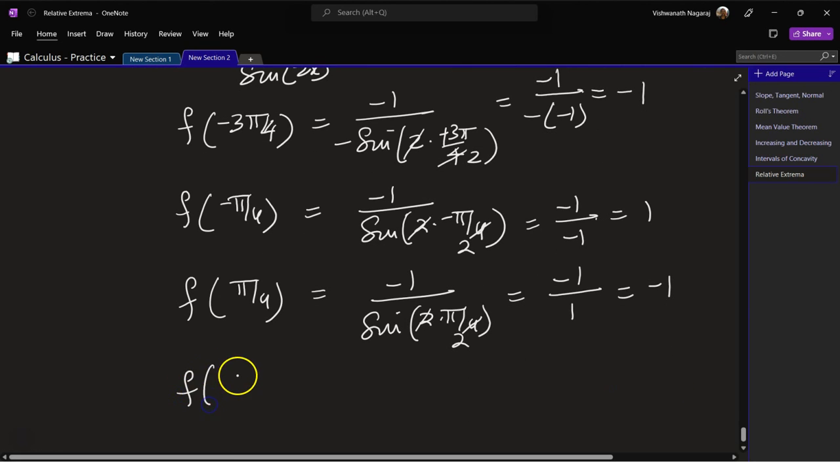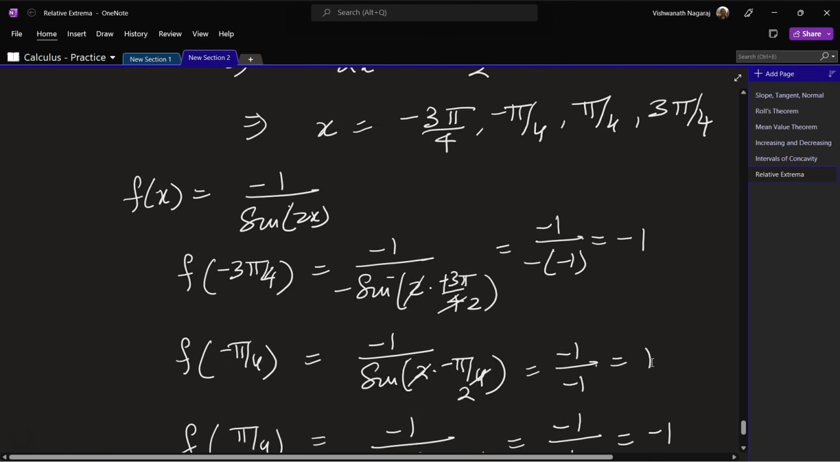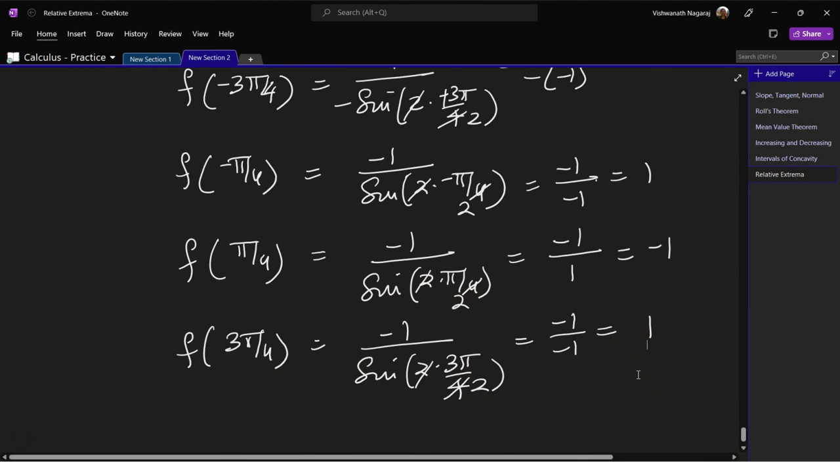And finally, f of 3 pi by 4 is equal to minus 1 by sine 2 times 3 pi by 4, 2 2's. So 3 pi by 2, sine 3 pi by 2 is minus 1. So minus 1 by minus 1, which is 1. So the coordinates are going to be what?